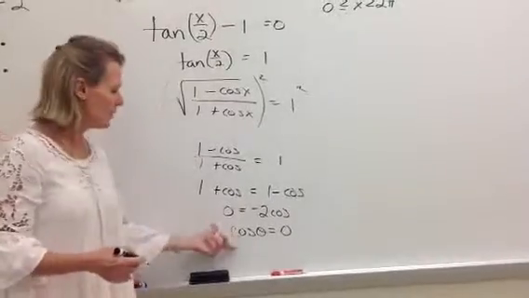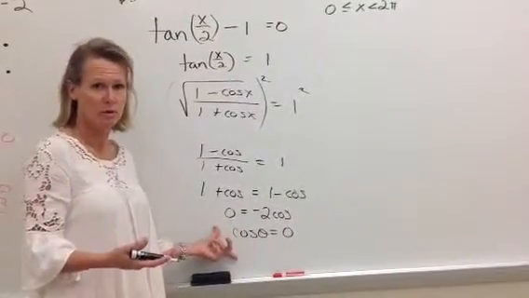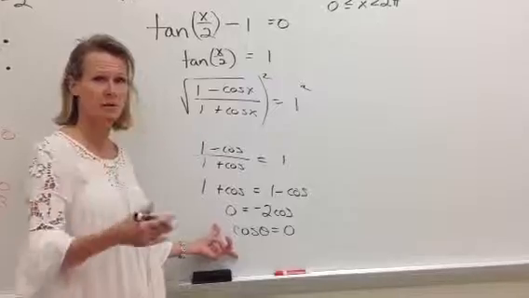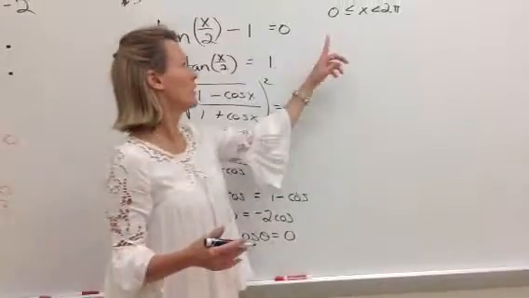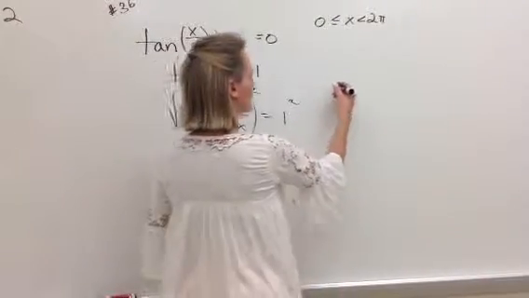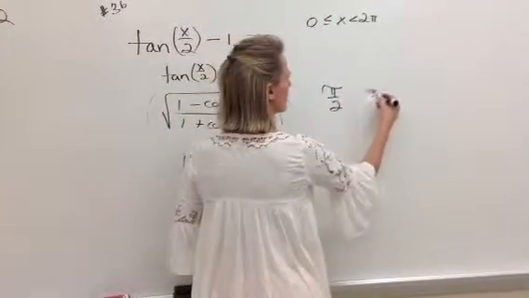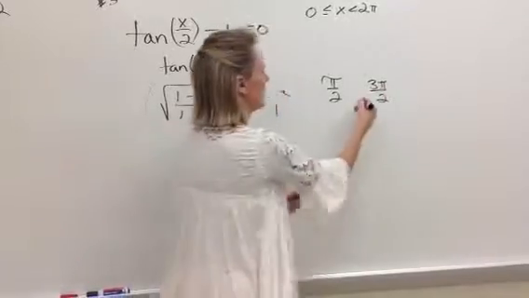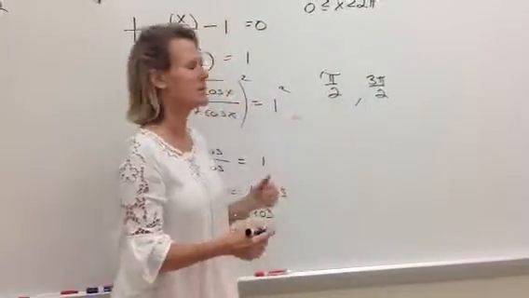So now what I need to do is just ask myself, okay, where on the unit circle is cosine equal to 0? So that's at 90 degrees and 270. Oh, but I don't want that. I want pi over 2. So one of my answers is going to be pi over 2, and the other one is going to be 3 pi over 2, right? Make sure you're staying in the unit that is asked for.